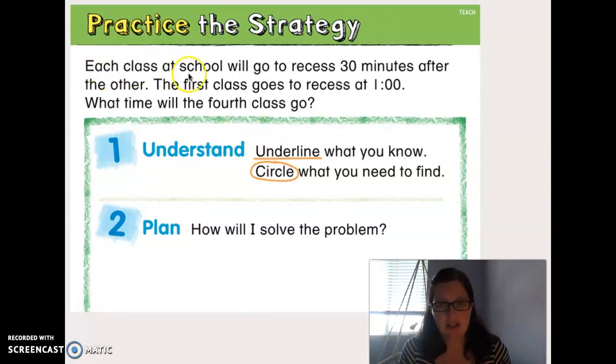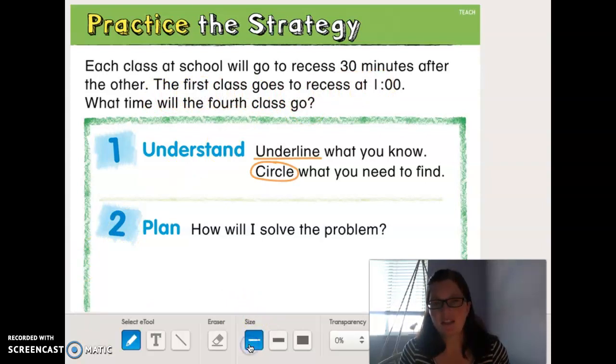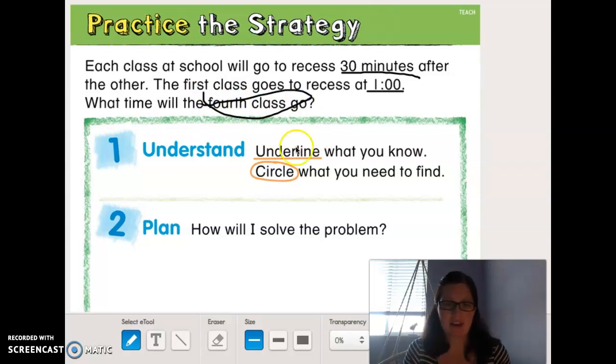So let's look at this one together before I send you off to work on your own today. This one says each class at school will go to recess 30 minutes after the other. The first class goes at 1 o'clock. What time will the fourth class go? Remember, let's find the information. Every 30 minutes, okay? So we're looking at a half-hour pattern. And the first class goes at 1. What time will the fourth class go? So they really need to know 2 and 3. They're not asking for that information, but we have to use that information to find the next one.